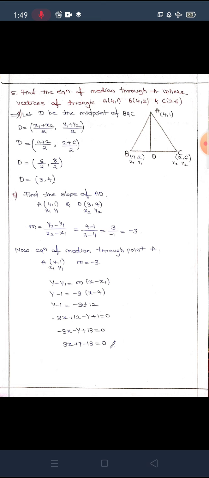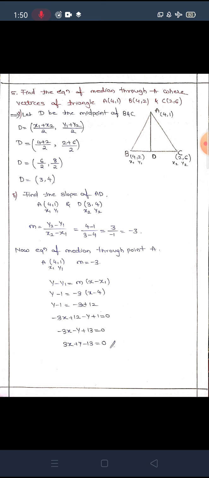Then you have to find the slope of AD. So point A is (4, 1) and point D is (3, 4). So how to find the slope between 2 points? That is m equals (y2 minus y1) divided by (x2 minus x1). Put the values: (4 minus 1) divided by (3 minus 4), 3 divided by minus 1. So the answer is minus 3.